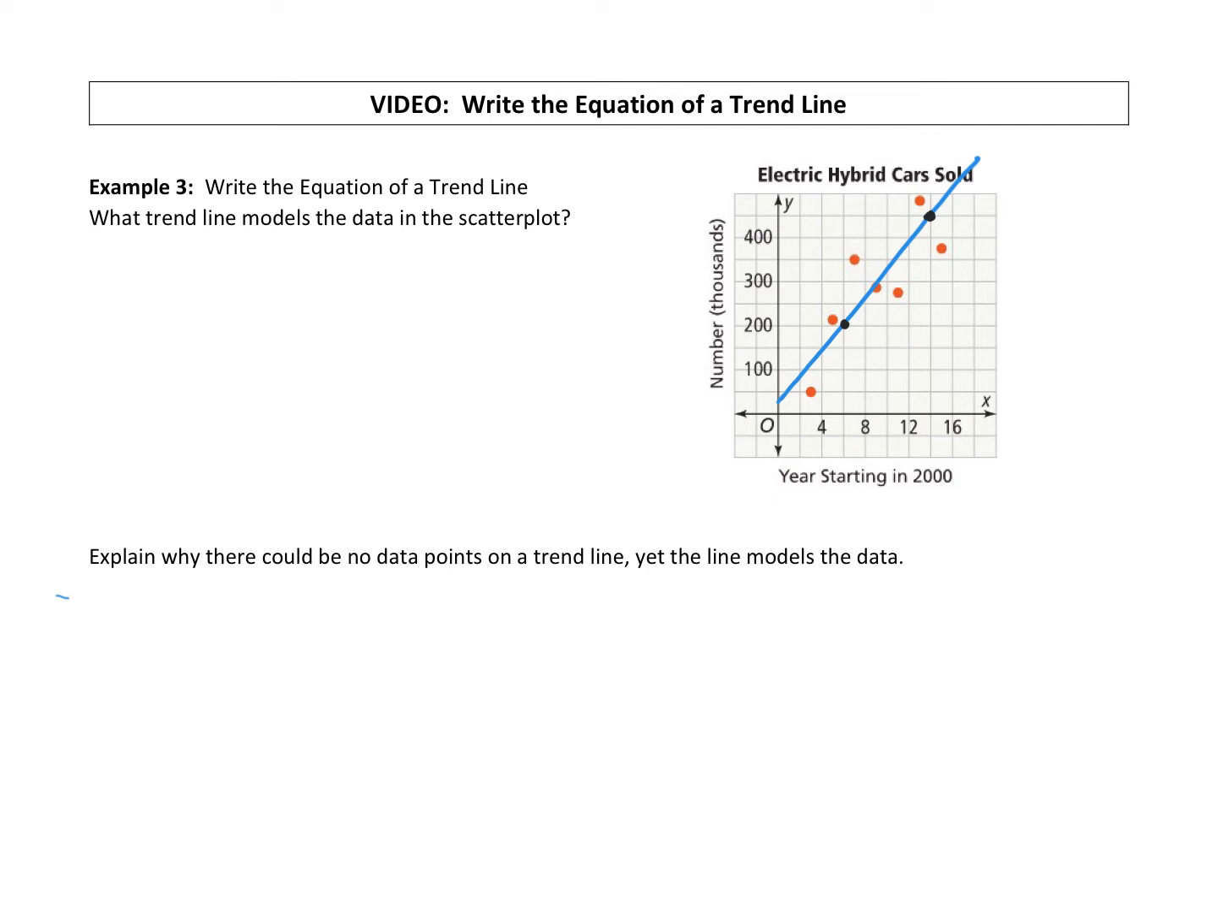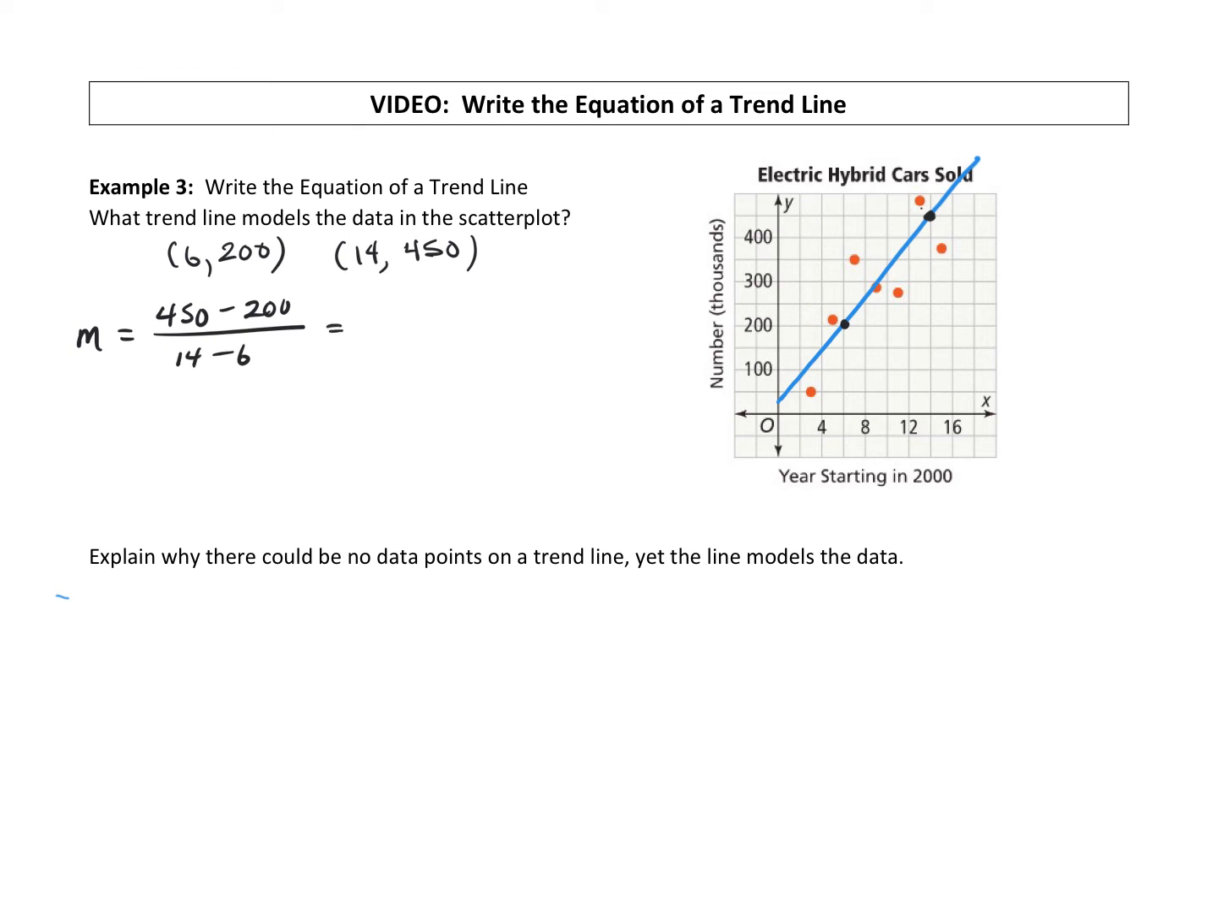Let's see, the x-axis is counting by twos. So I have the ordered pair 6, and it went up to 200. So 6 comma 200 is one ordered pair. My other one is at 14 and 450. All right, so now that I have 2 points on my trend line, I'm going to write an equation. Start by finding the slope. Slope is y2 minus y1 over x2 minus x1. So my y2 is 450 minus 200 over 14 minus 6.